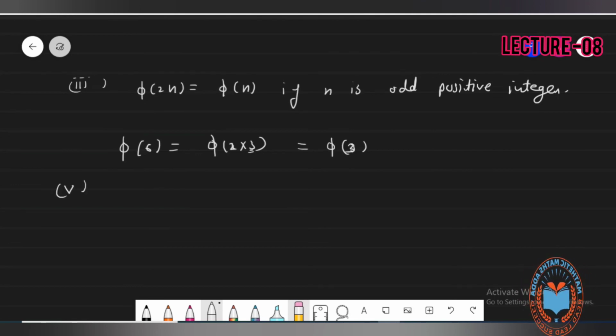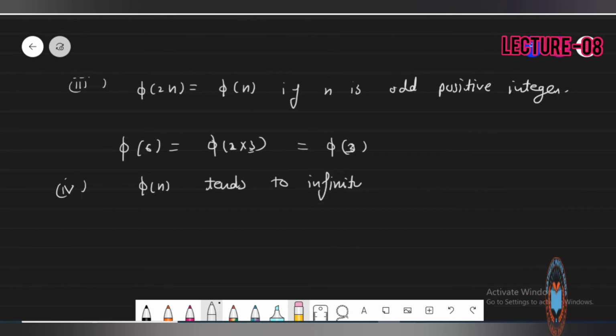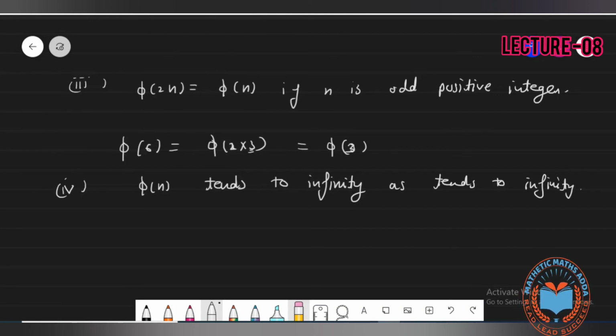Fourth rule is phi(n) tends to infinity as n tends to infinity. If the value of n tends to infinity, then its phi function must also tend to infinity. Clear?